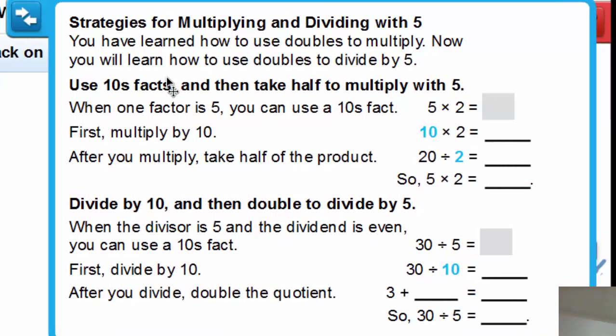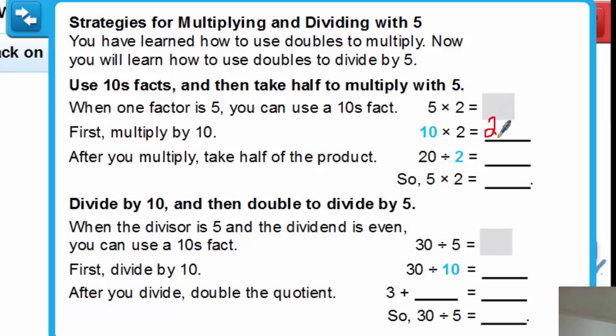Let's look at another way that we can think about multiplying and dividing with 5. We can use the tens fact and then take half to multiply with 5. So when one factor is 5, we can use the tens fact. 5 times 2 equals an unknown. One of the factors is 5. So first we're going to replace that 5 with a 10. And we know our tens. 10 times 2 is 20.